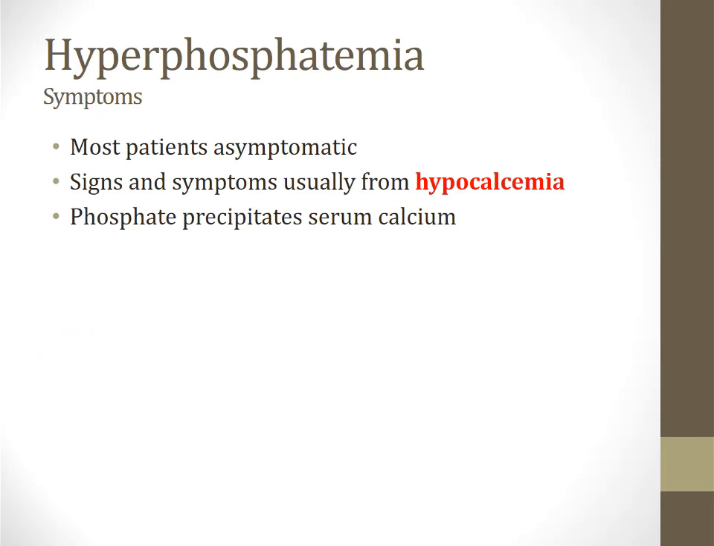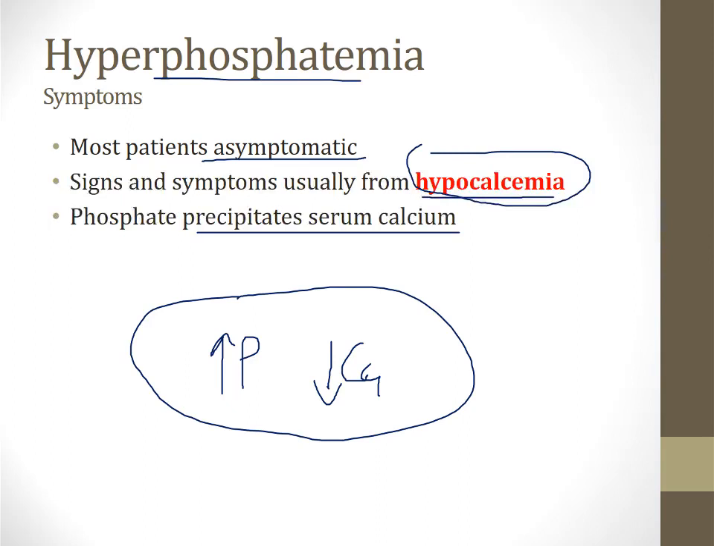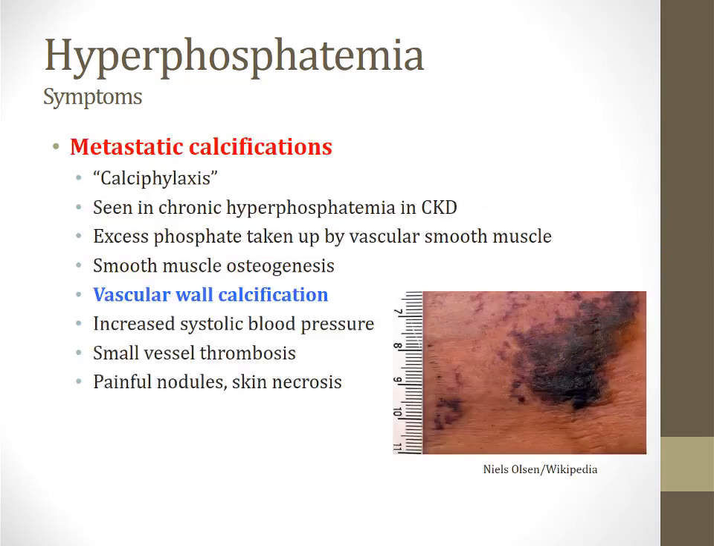Most patients who have hyperphosphatemia are asymptomatic. When signs and symptoms occur, it's usually from hypocalcemia, and that's because phosphate precipitates serum calcium, just like I told you before in the setting of renal failure. So anytime you see a patient with hypocalcemia, one of the potential causes may be that their phosphate level is elevated. And if you have a high phosphate level and a low calcium level, what you should first think of is renal failure. This is the classic combination seen in renal failure.